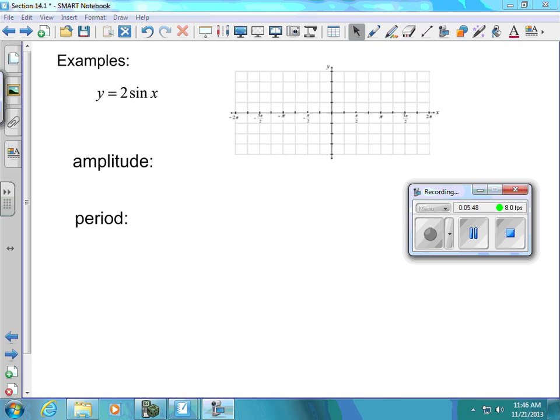Okay, let's graph the sine function, y equals 2 times the sine of x. Now have your calculator ready because we're going to depend on that a lot. But I'm going to show you how you can do both and get some nice values using your calculator.